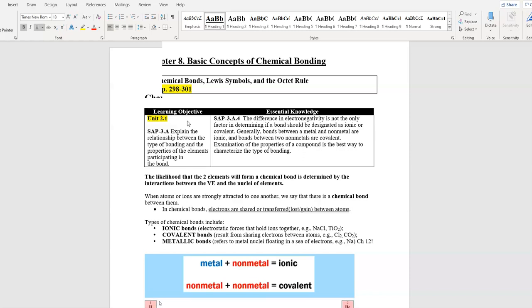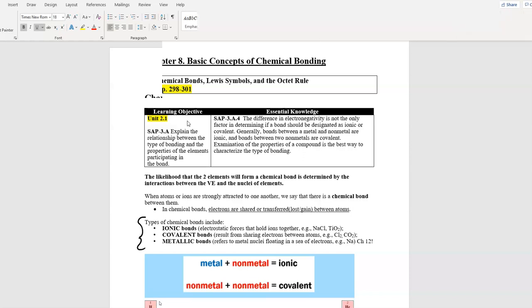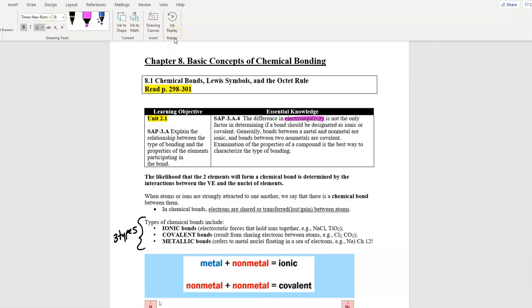Okay, so there are 3 types of bonds right here. 3 types. Now you know of 2 of them, okay, but we never got to talk too much about metallic bonding. So in this learning objective, you have to know a thing called electronegativity. And you're going to see this guy pop up about the middle of the chapter. He is one of the 4 trends that you have to know.